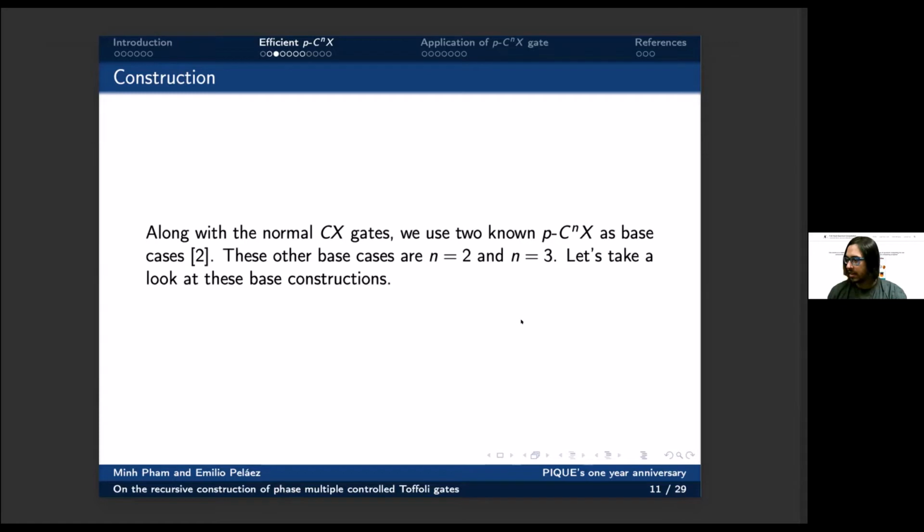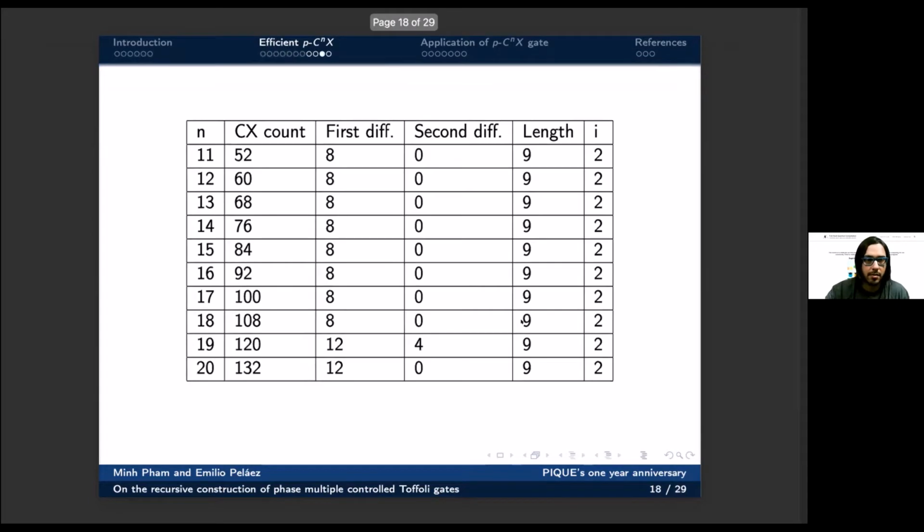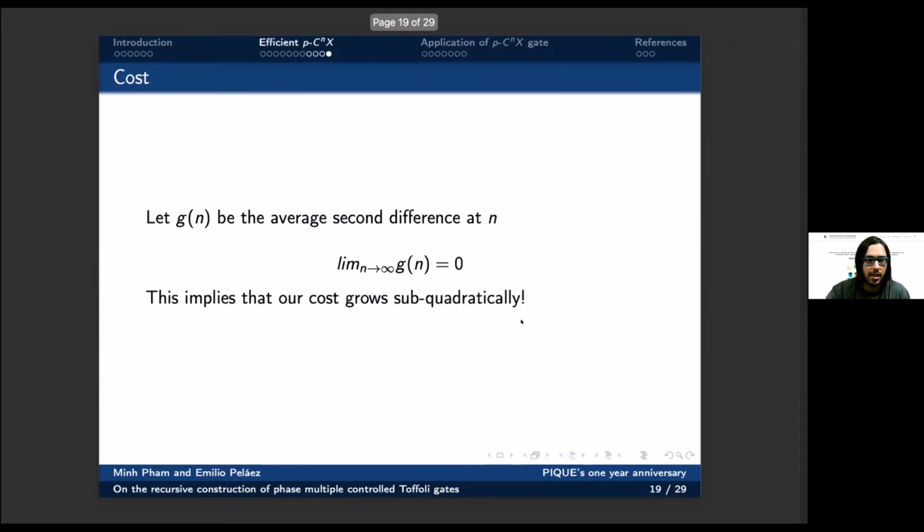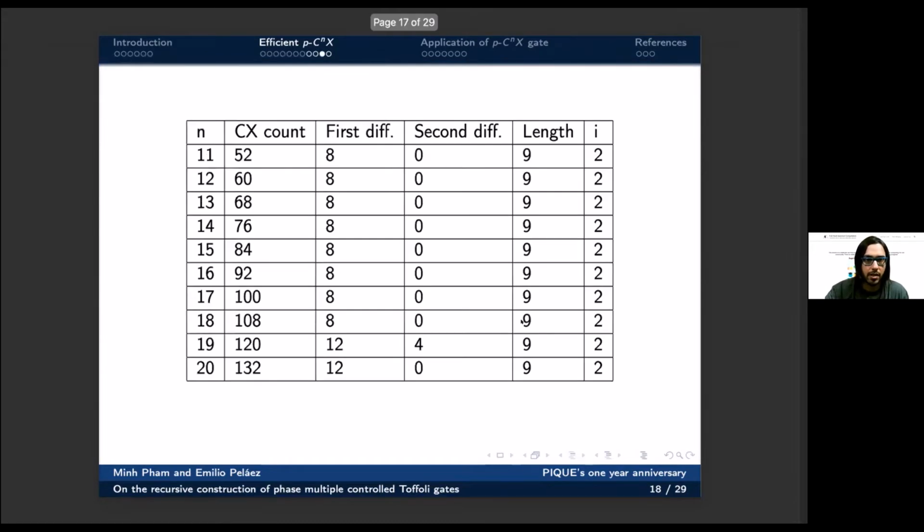Okay, maybe I can ask a small one, just for my clarification. On slide 20, you said the second difference. I think I missed that part, but could you explain that again? Yeah, the average second difference over here.